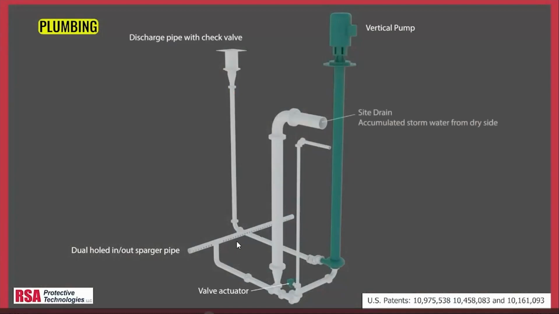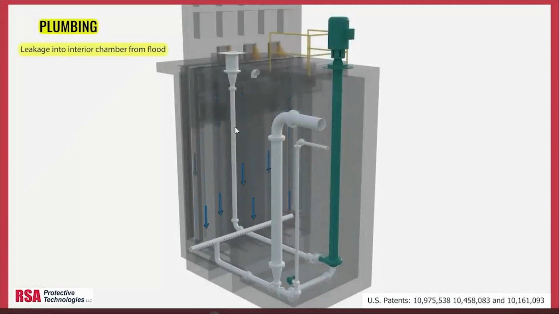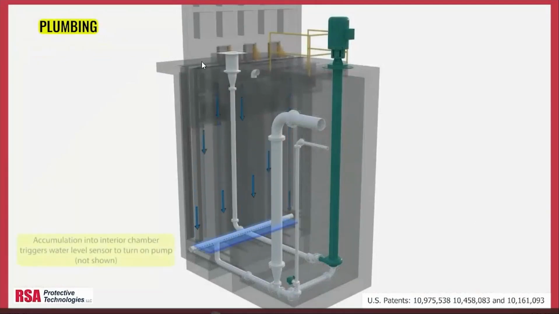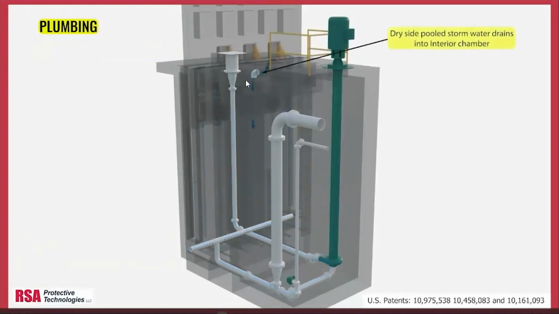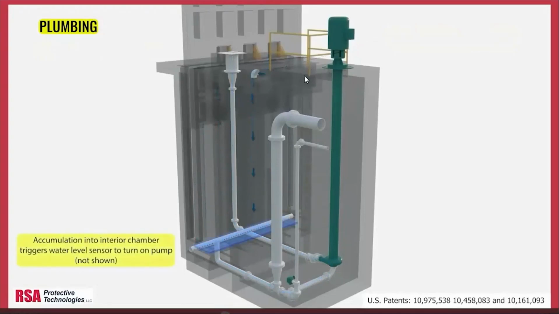So there's the Sparger pipe, and the valve actuator, vertical pump, and this is our drain back to the wet side. So this is the water. If we have any seepage through the seals, it falls into this cavity down here where the Sparger pipe was. It gets pumped out through the pump and out through the wet side discharge. There's a check valve here to keep water from flowing back through the system. There's a drain here on the safe side that keeps water from pooling on top of our unit, and it drains back into that same sump and gets discharged the same way.